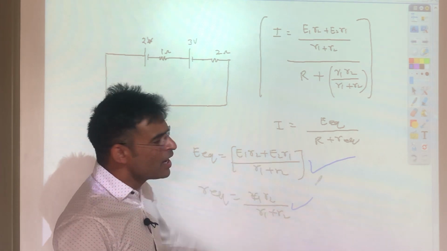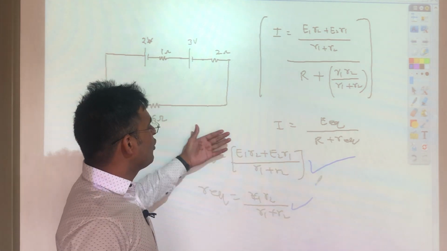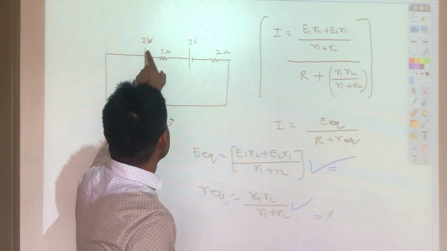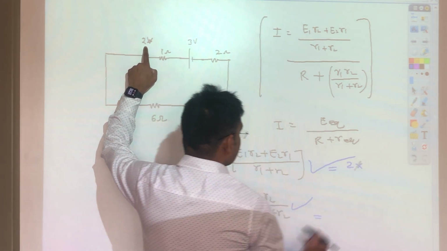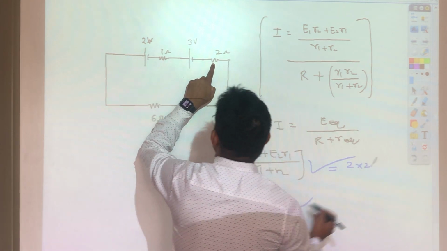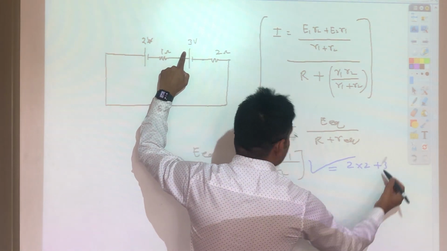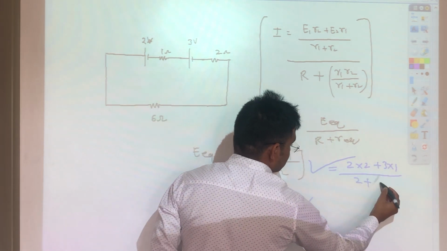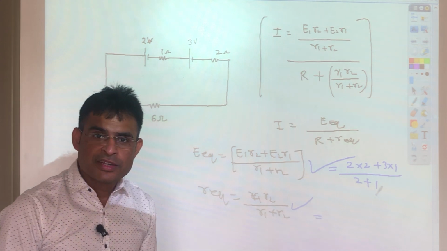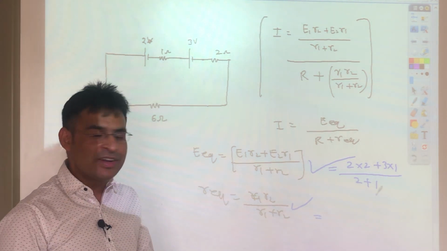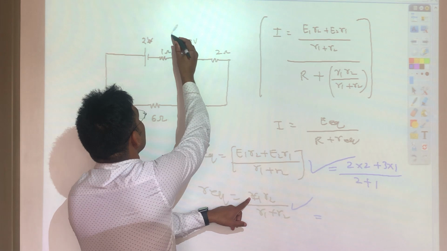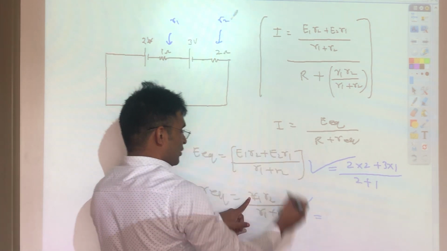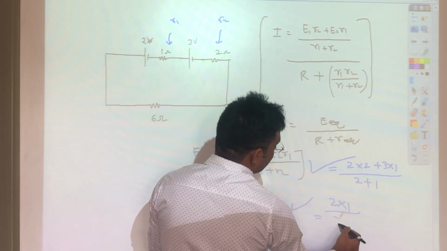For that purpose I have one question. If you see, I want to find out the equivalent EMF. That we can do directly with this formula. What is E1? E1 I can write 2. What is R2? That is 2. And what is E2? That is 3. What is R1? That is 1. What is R1 plus R2? 2 plus 1. I got the equivalent EMF. Now, if I want to find the equivalent resistance, what is R1? R1 is 1. What is R2? That is 2. So, 2 into 1 divided by 2 plus 1.